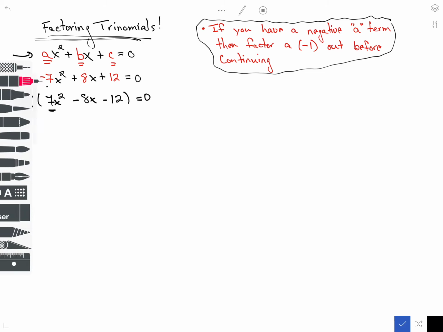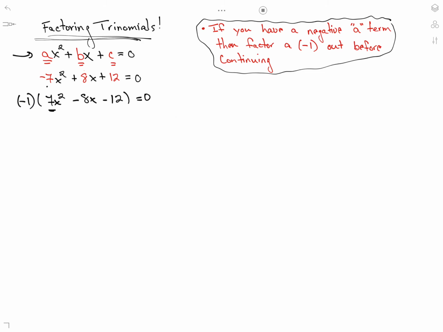For a trinomial, the quickest way to factor it is to multiply your a term times your c term and figure out the factor pairs that multiply together to be ac, but add up to be the b term. So 7 times a negative 12 is a negative 84. Now I'm going to factor pair this and look for the pairs that will add together to equal negative 8.